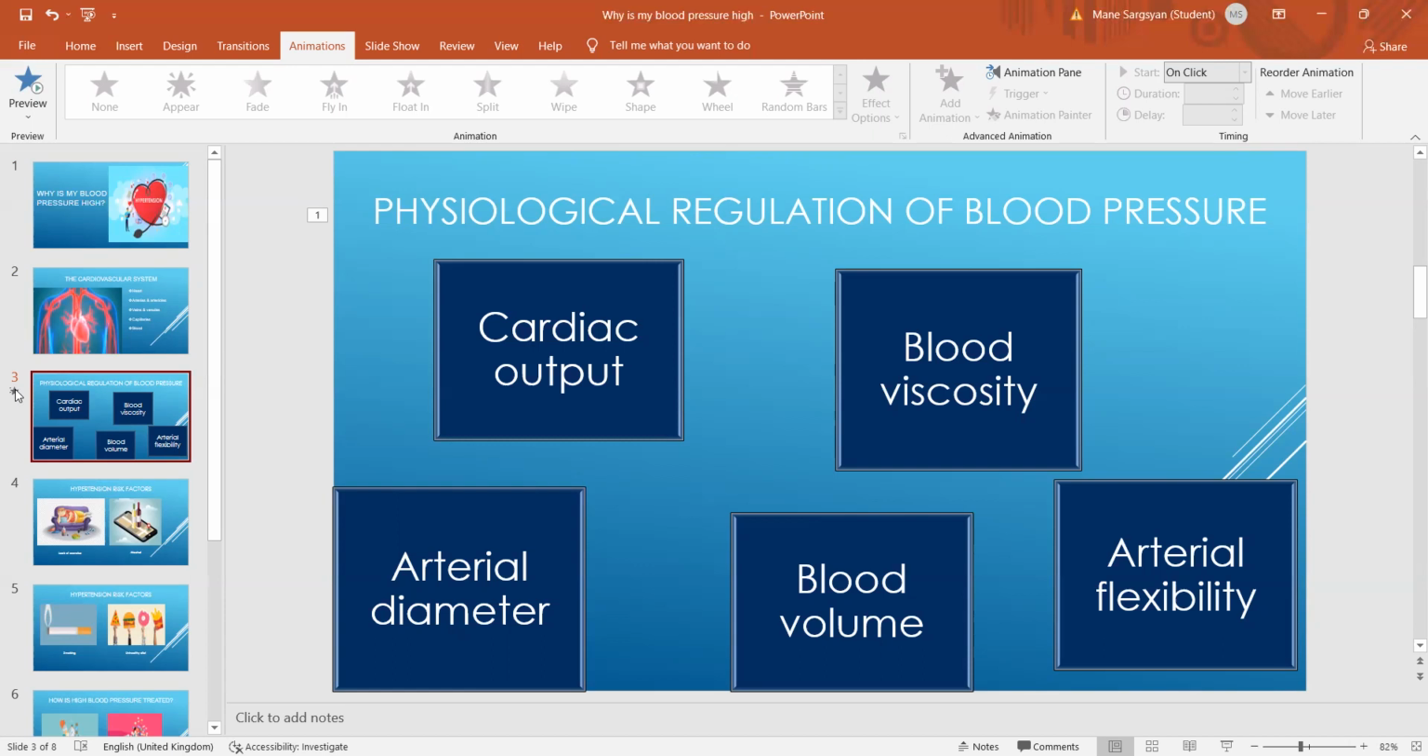Another factor is blood volume. So the amount of blood that circulates throughout the cardiovascular system, and the higher the blood volume, the higher the blood pressure. And finally, blood viscosity, which is a measure of blood thickness. If there are a lot of molecules in the blood, such as proteins, lipids, and other components, this will make the blood thicker, more viscous, and this will make it more difficult for the blood to move throughout the circulatory system, resulting in higher blood pressure.